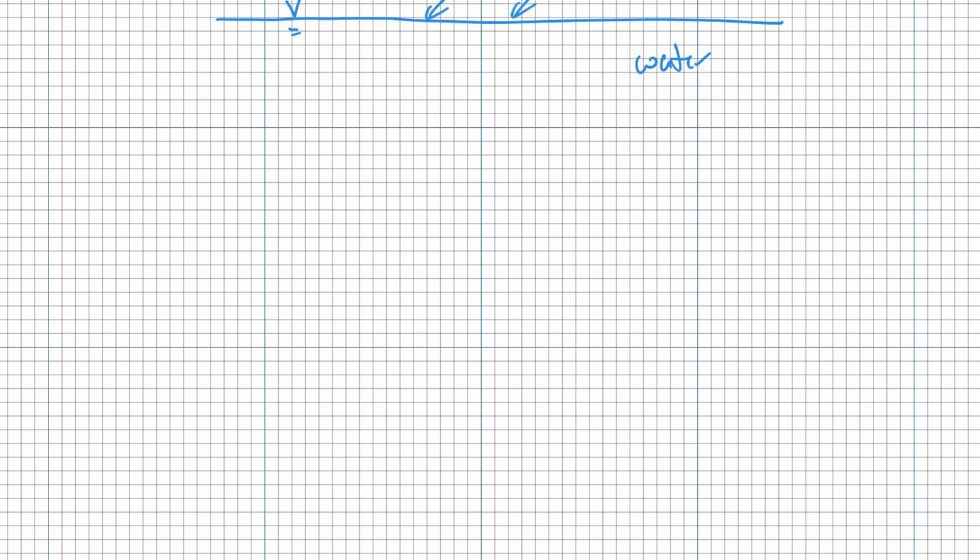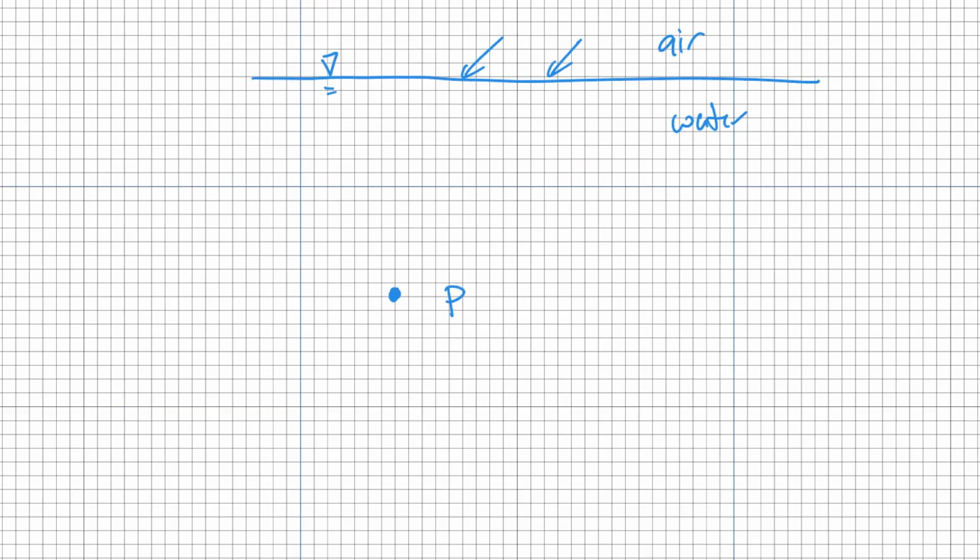Okay, so I want to know about the pressure at this point right here. So maybe I'll just call that P. Now I'm going to assume that the pressure above it in the air is the pressure of the atmosphere, meaning, if I were thinking microscopically, the pressure in the atmosphere is how hard those air molecules on average are hitting a surface, if a surface were in the air. Okay, I want to know what's going on, however, right here.